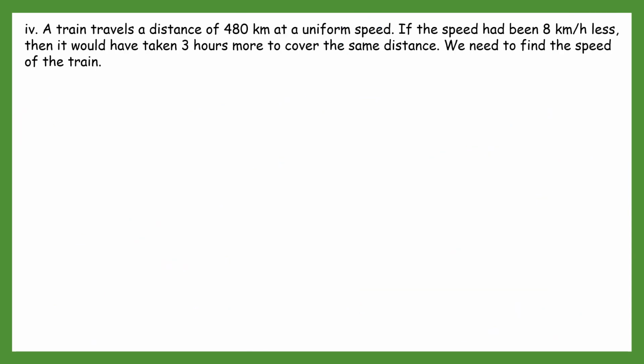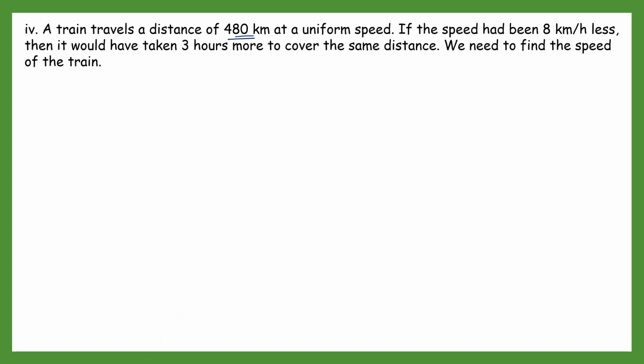Next, a train travels a distance of 480 kilometers at uniform speed. What is the distance? 480 kilometers. If the speed had been 8 kilometers per hour less, then it would take 3 hours more to cover the same distance. If they are telling what? If the speed is 8 kilometers per hour less, the time will be 3 hours more.